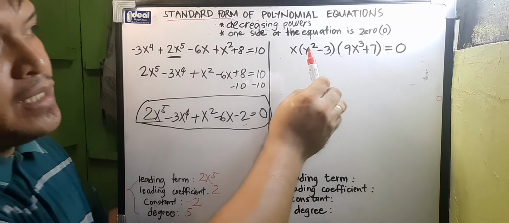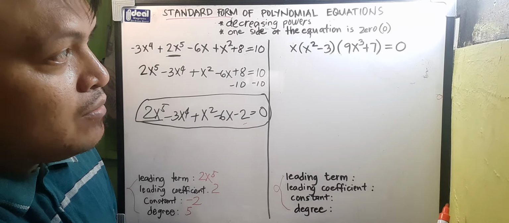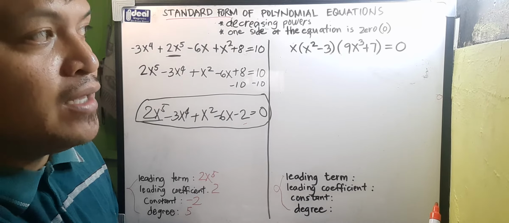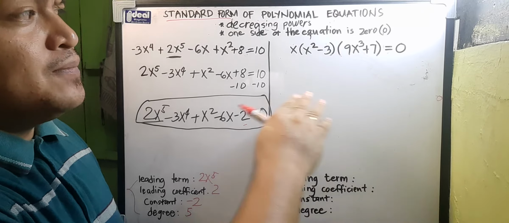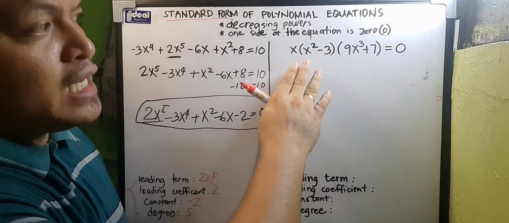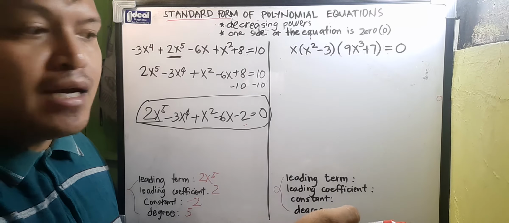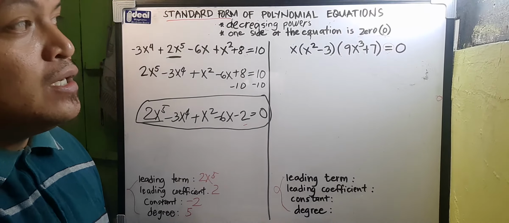Next, proceed na tayo sa next sample. So, x multiplied to the quantity of x squared minus 3 times the quantity of 9x cubed plus 7 equals 0. So, kung papansin niyo, siya rin ay isang polynomial equation kasi wala naman siyang nilabag sa mga condition na siya ay hindi polynomial equation.